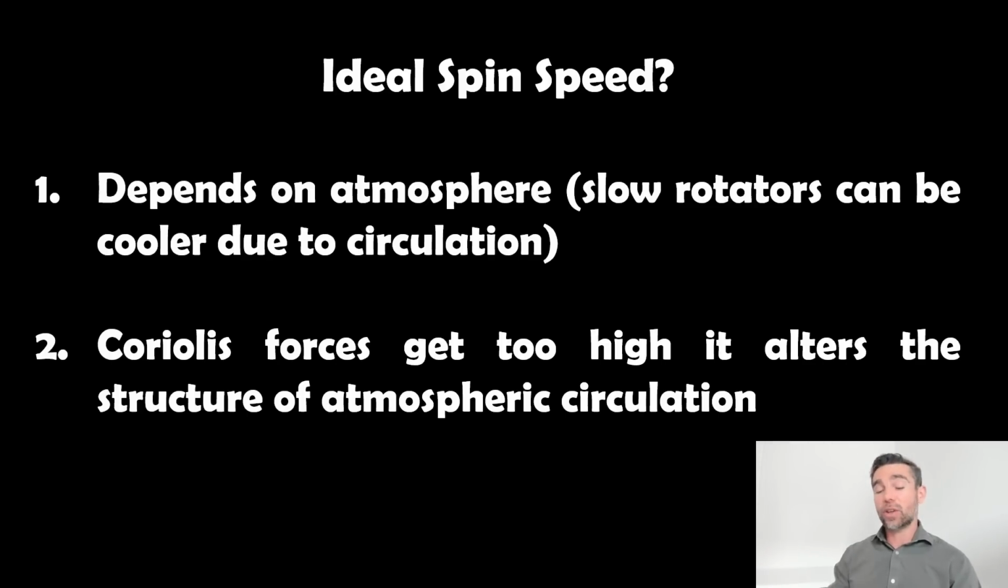Now also, if the Coriolis force gets too large, which basically means it's rotating too fast, then it alters the structure of the atmospheric circulation as well. So not only are we getting some circulation and energy transport, it can alter how that's done in different locations. Like it could happen maybe more at the equator or the poles. So that also has an impact. And when that rotation gets too high, it changes the structure of that.